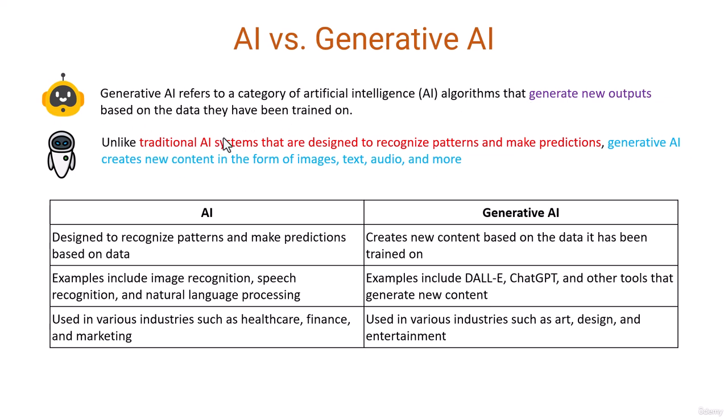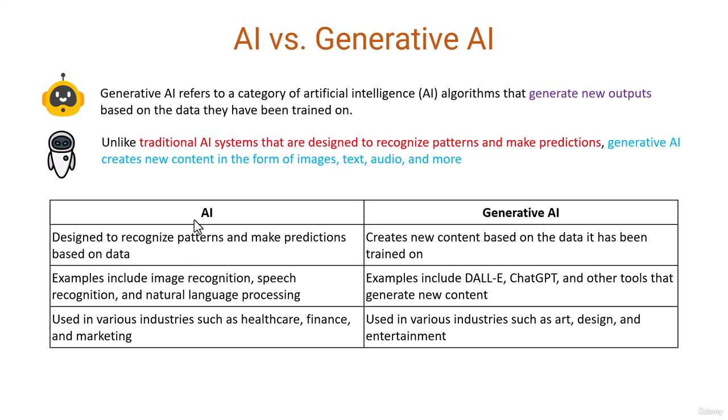Unlike traditional AI systems that are designed to recognize patterns or make predictions, generative AI creates new content in the form of image, text, audio, and more. So regular AI is limited to classification related tasks, prediction related tasks, forecasting related tasks. It cannot generate any additional data other than what it has been trained on. But generative AI can generate new data based on its training.